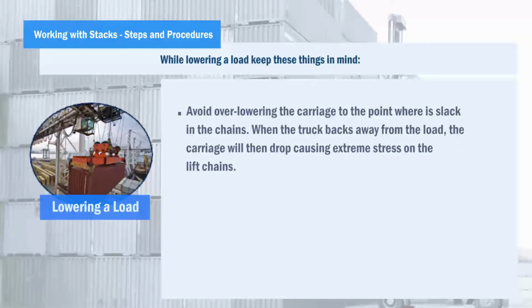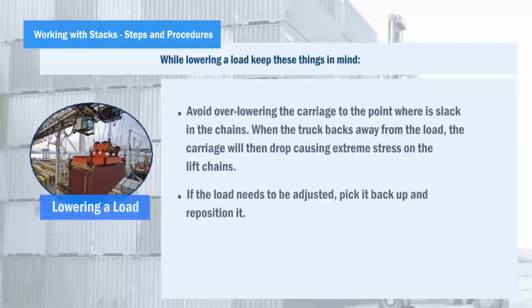Avoid over-lowering the carriage to the point where there is slack in the chains. When the truck backs away from the load, the carriage will then drop, causing extreme stress on the lift chains. If the load needs to be adjusted, pick it back up and reposition it. Do not shove the load around with the truck forks.